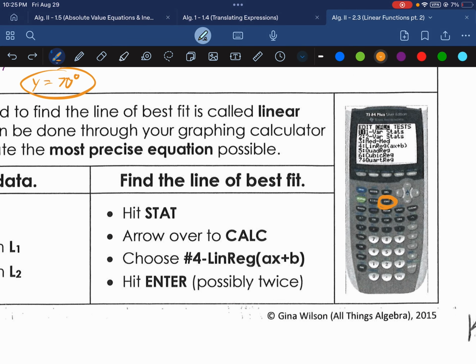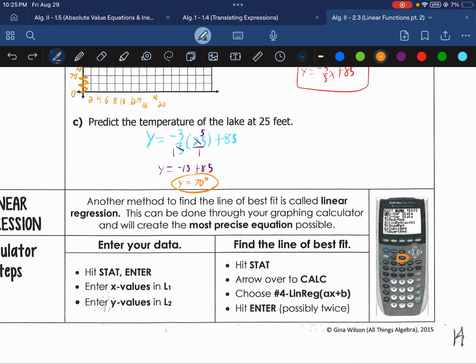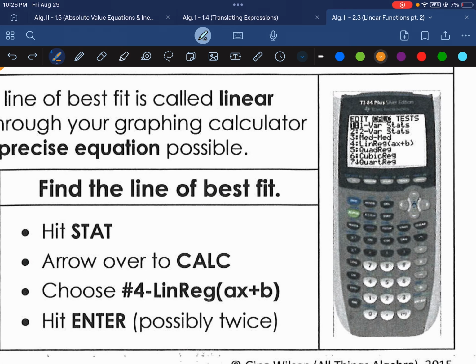You would first hit stat, and it would go to this edit screen, and the first option allows you to edit into a table. Then you enter all of your x values, the first side of the table, into L1, and then you enter all your y values into L2 using the arrows to navigate from L1 to L2. L1 and L2 just stand for list 1 and list 2. And once you've done that, we'll then find the line of best fit by once again hitting stat after you've typed all of them in.